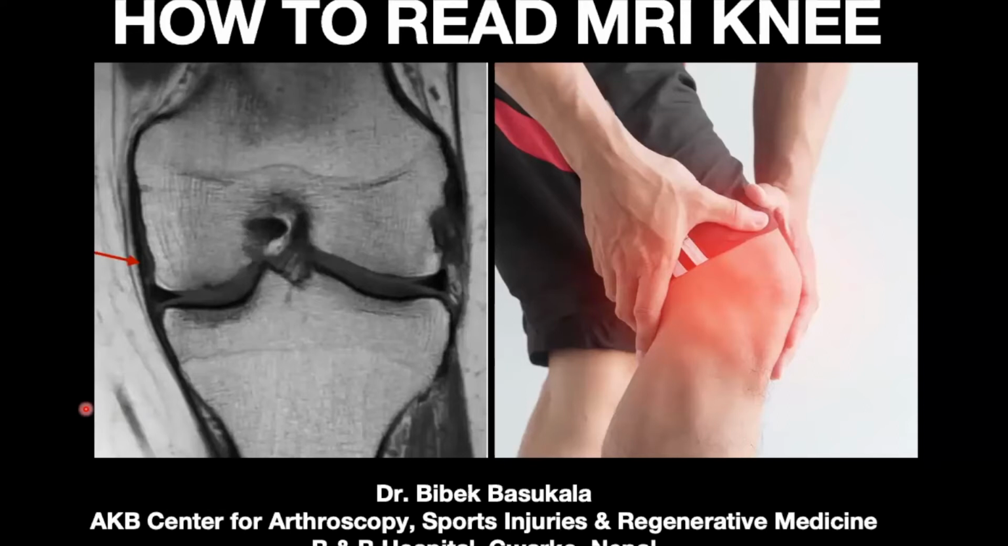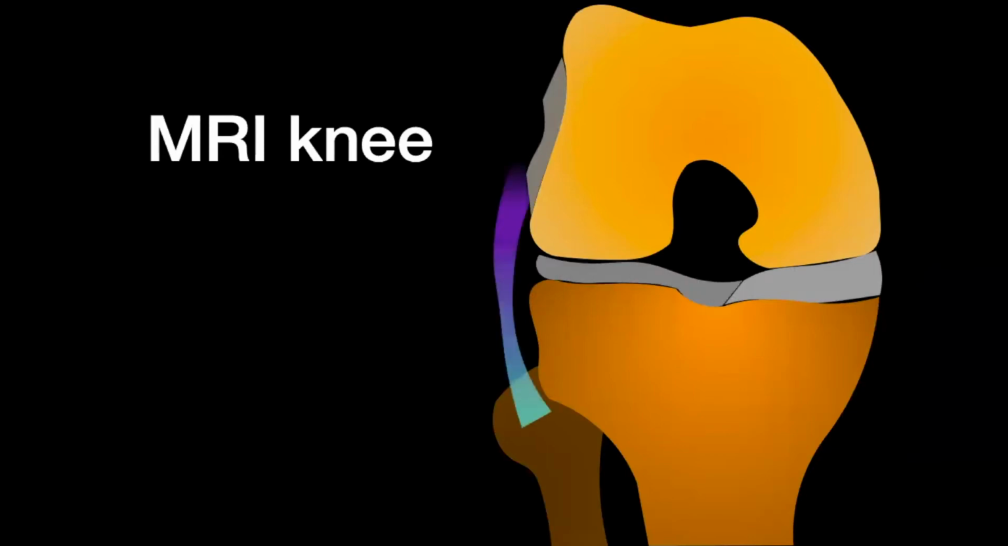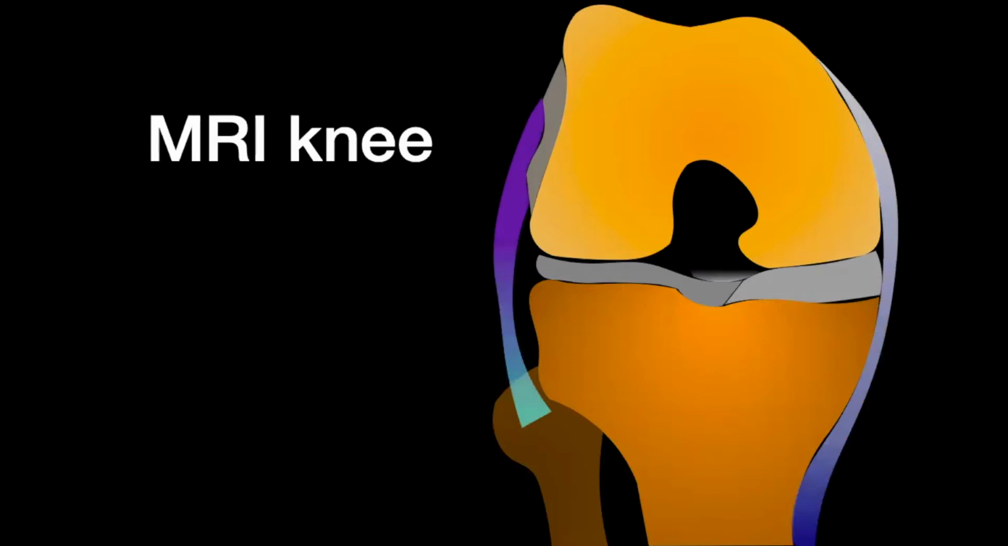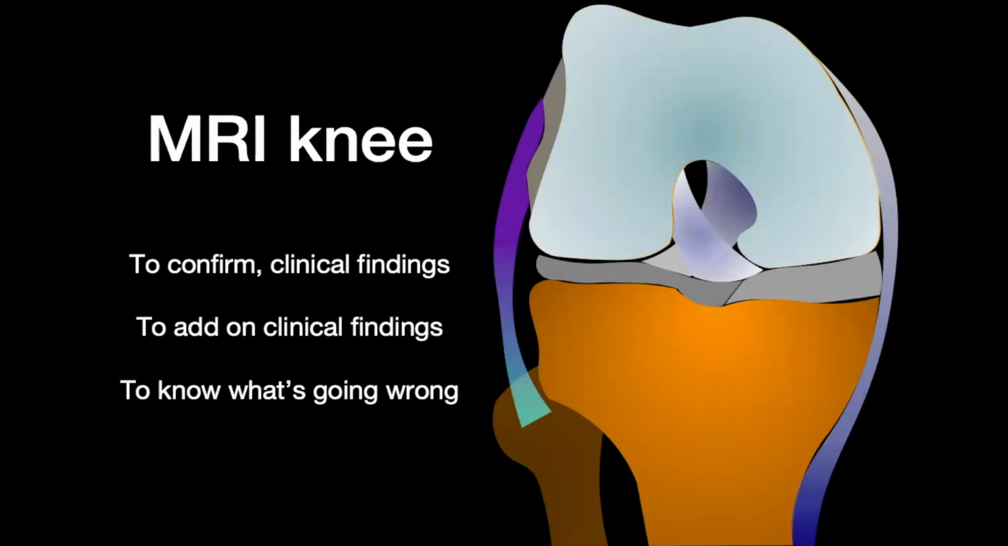Today I'll be discussing how to read knee MRI by ourselves. As a surgeon, we need to see MRI for a few things: for the meniscus, to see the integrity of the meniscus, to see the integrity of the four major ligaments, and to see the integrity of the cartilage. We also do MRI to confirm our clinical findings, to add on something to our clinical findings. And we also do MRI when we know there is something wrong with the knee, but we are not sure with our clinical examination. And we also do MRI to be away from some medico-legal conditions.